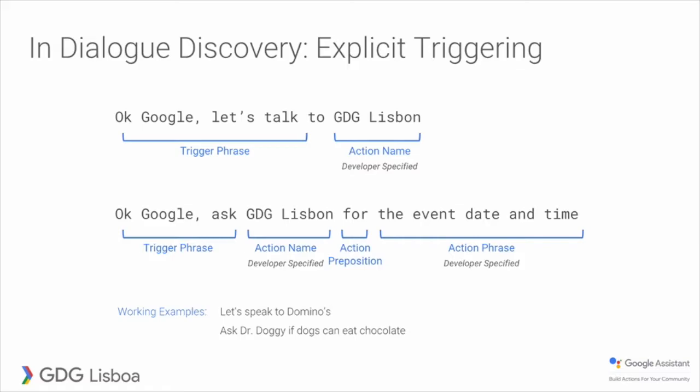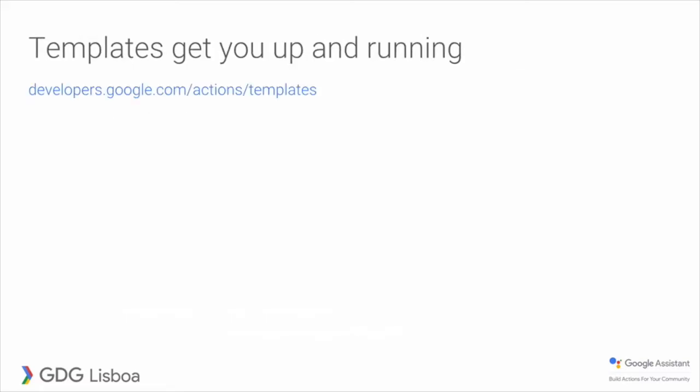For example, you've got already working examples like Domino's. So, let's speak to Domino's. Or you can say, ask Dr. Doggy if dogs can eat chocolate. So it's going to open the Dr. Doggy action and ask if dogs can eat chocolate.